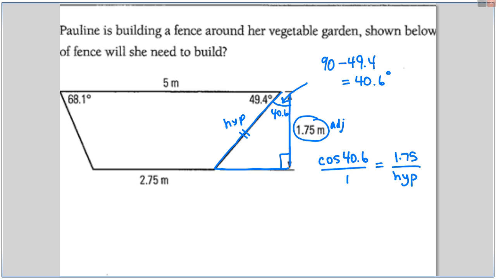So in this case, do I multiply or do I divide? I divide. Why do I divide? Because the unknown's in the denominator, and if you cross multiply, 1.75 times 1 does nothing, so you're dividing by cos 40.6. You always divide by the thing across from the unknown. That's a good way to remember.